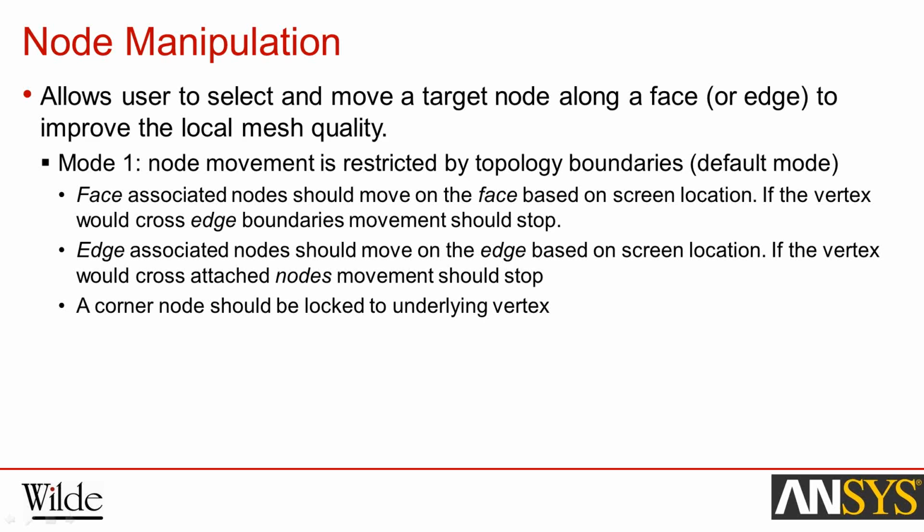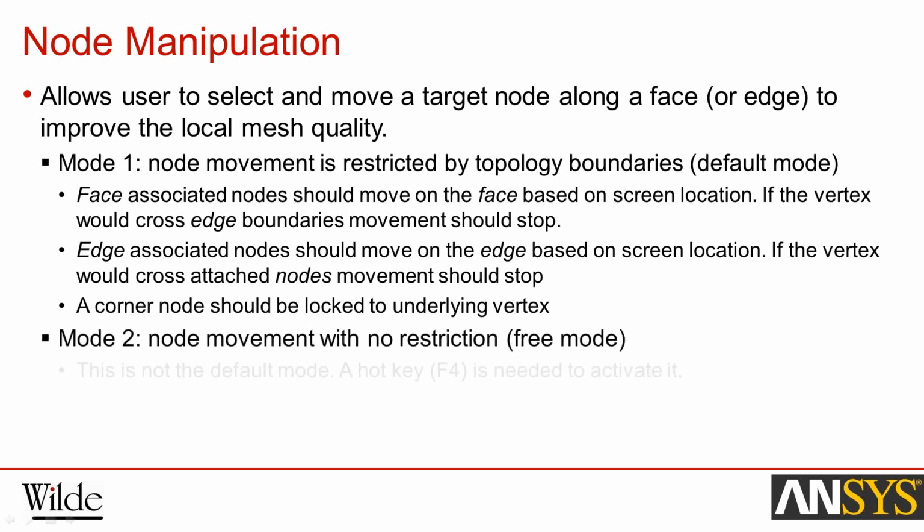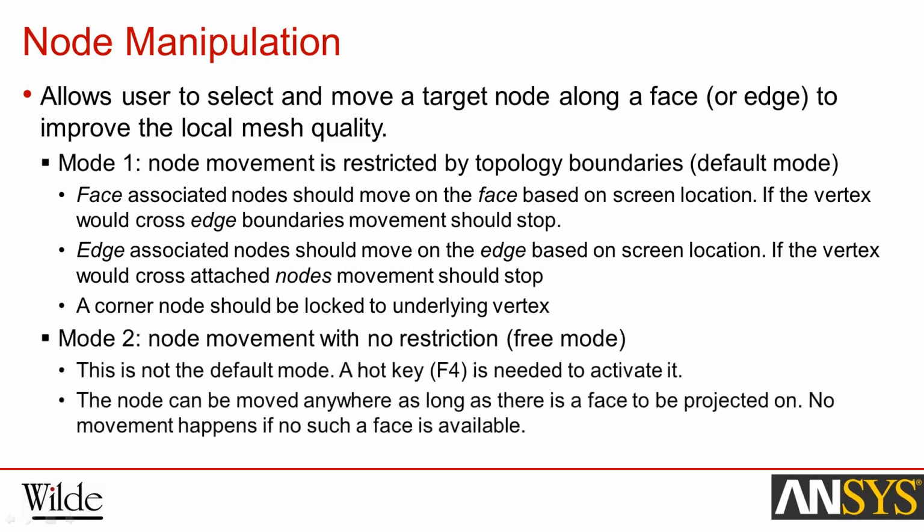If we want to enable movement without restriction, then we need to press the F4 key to enable what we call Mode 2. This will allow the node to be moved anywhere so long as there is a face for that node to be projected on.